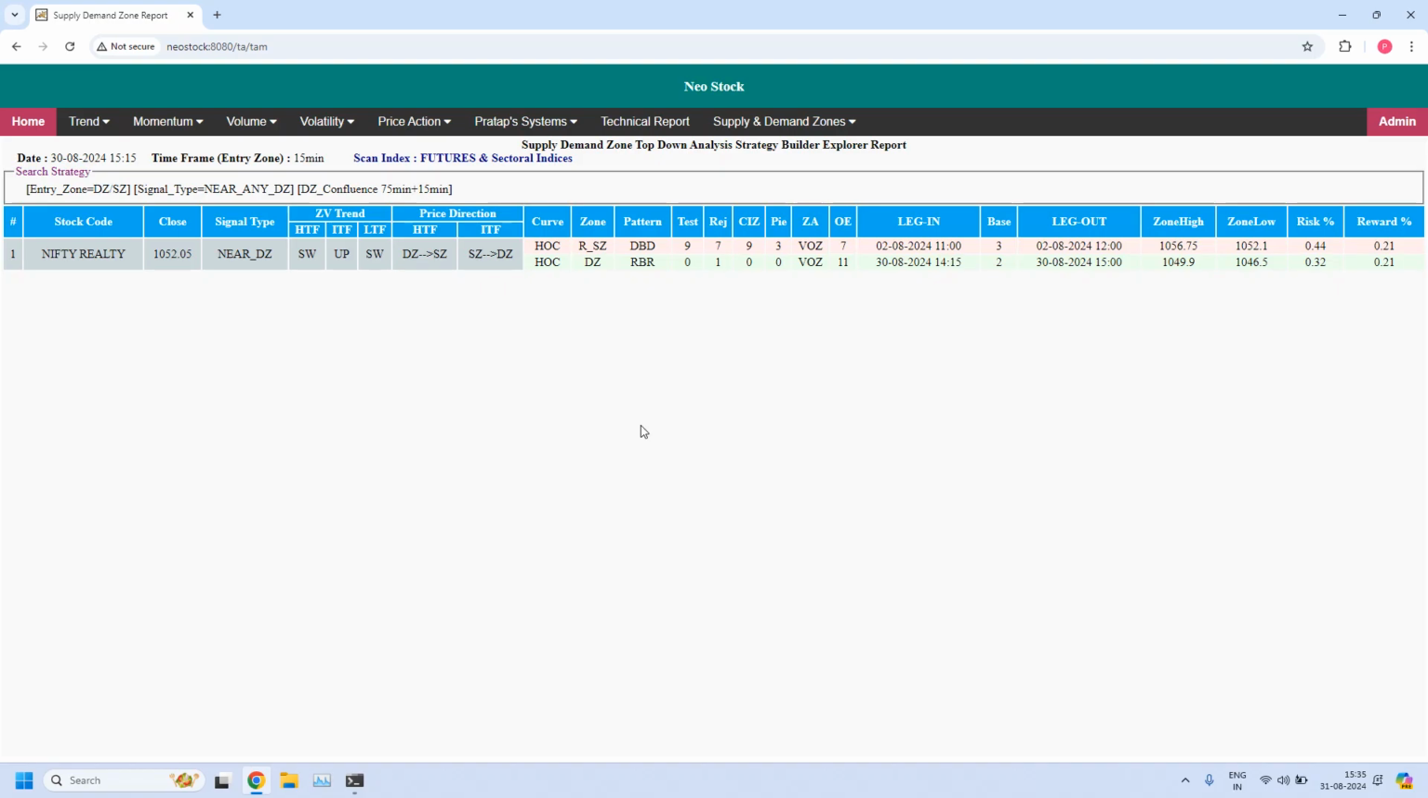Only NIFTY Realty index is having zone confluence. Stocks are not available. Okay, now let's proceed with the next report.